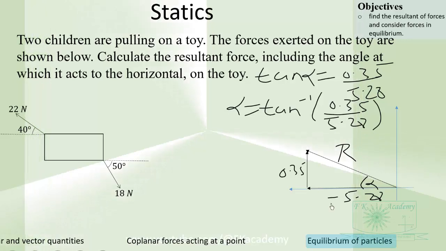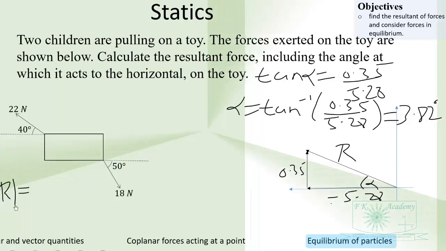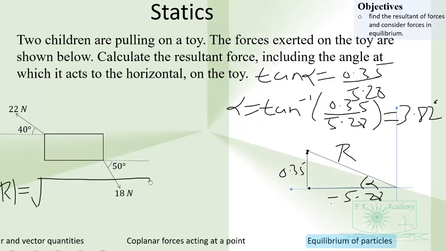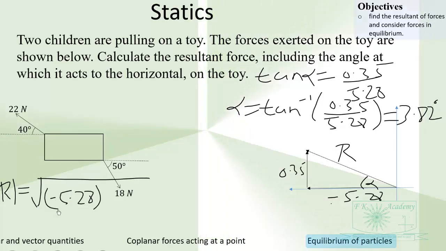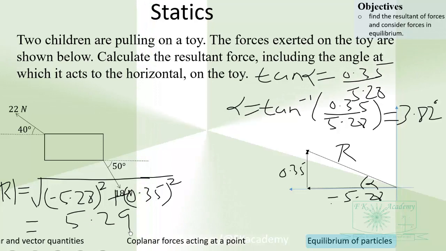Remember, the negative here is just for direction. And when we simplify this, we will get 3.82 degrees. We could also find the magnitude of the resultant force. R will be equal to the square root of negative 5.28 squared plus 0.35 squared. And this will simplify to 5.29 newtons.